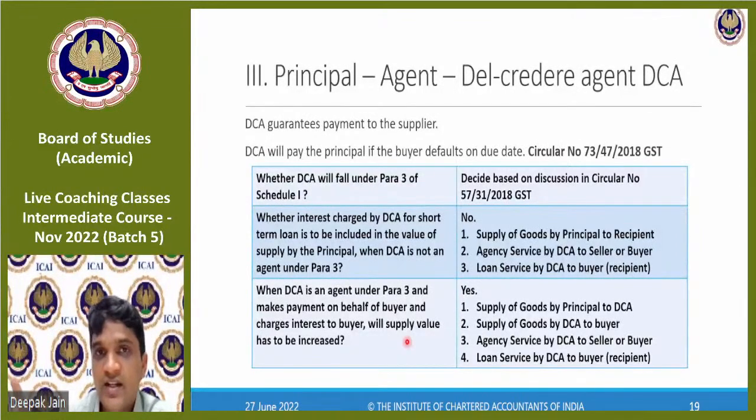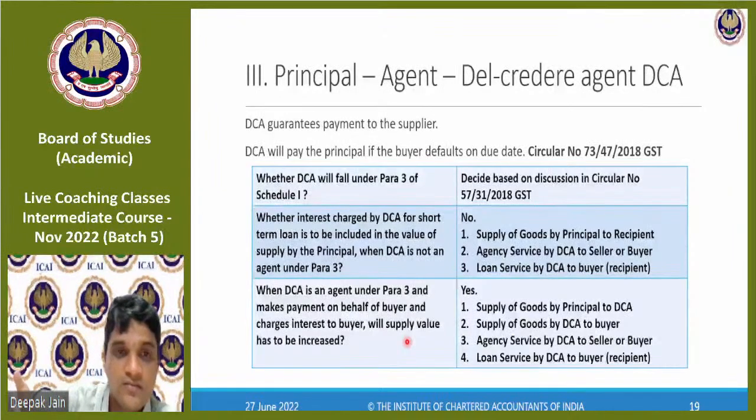Second, once you have decided that yes, he's an agent and this transaction between me and this agent is liable to supply, then the second question is what happens to the interest being charged for late payment? Will this be included in the value? If the del credere agent is acting in between, then nothing is to be added. But if I am supplying to the del credere agent, then it has to be added, if I am supplying to the del credere agent and the del credere agent is finding somebody else.